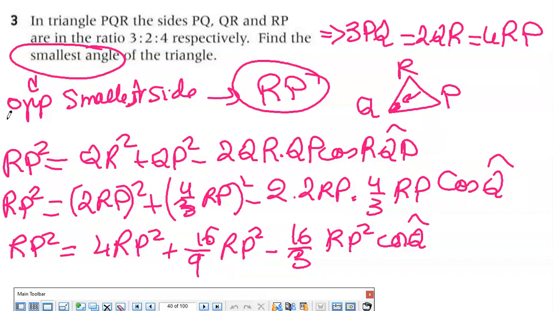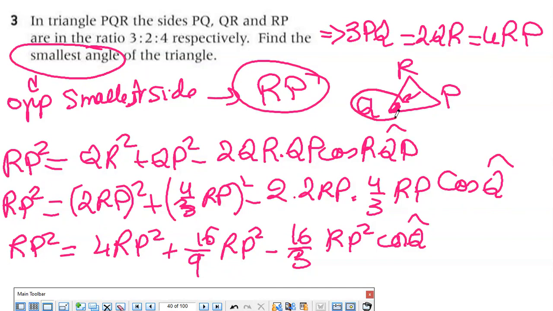Again, the smallest angle should be opposite to the smallest side. How can I find which one is the smallest side? Multiplying 3 by PQ gives me the same answer as 2 times QR, the same answer as 4 times RP. So the smallest side is the side that I multiplied by the biggest number. So the smallest side here is RP. It means if RP is the smallest side, the smallest angle will be Q.